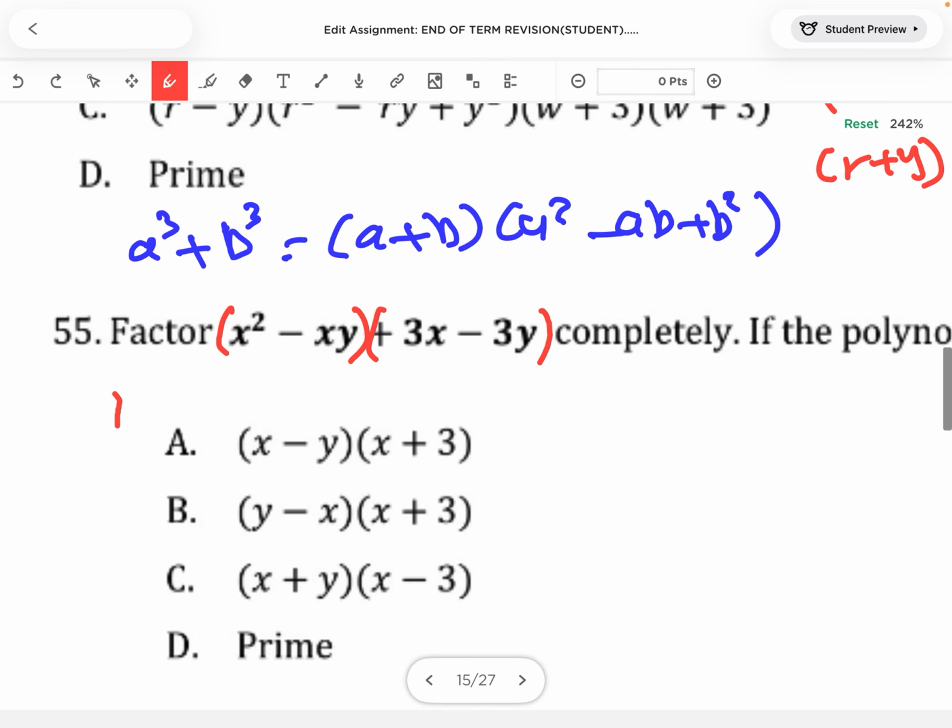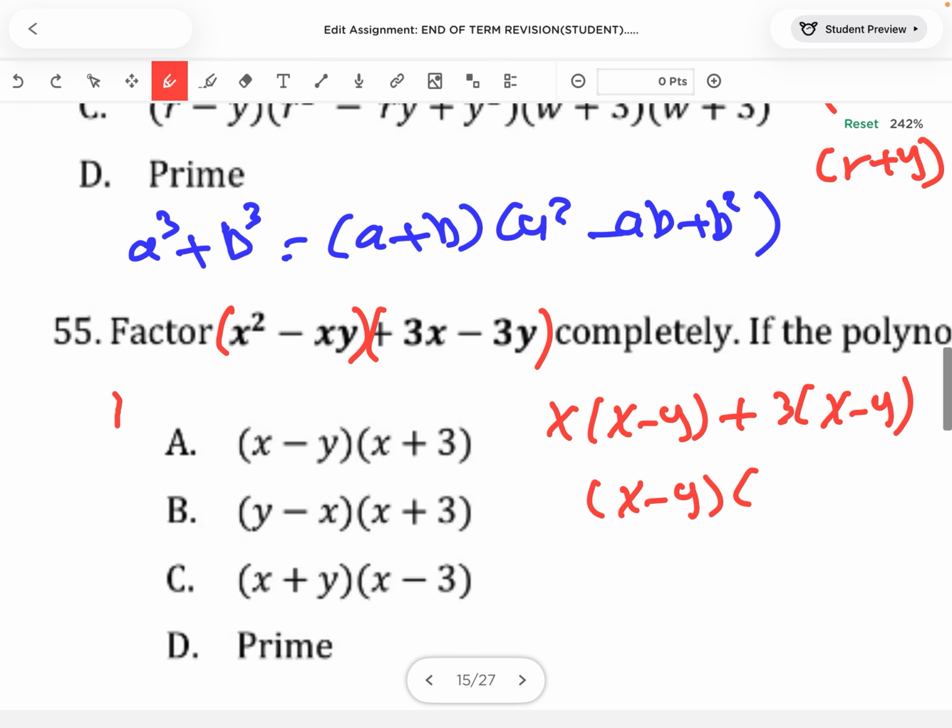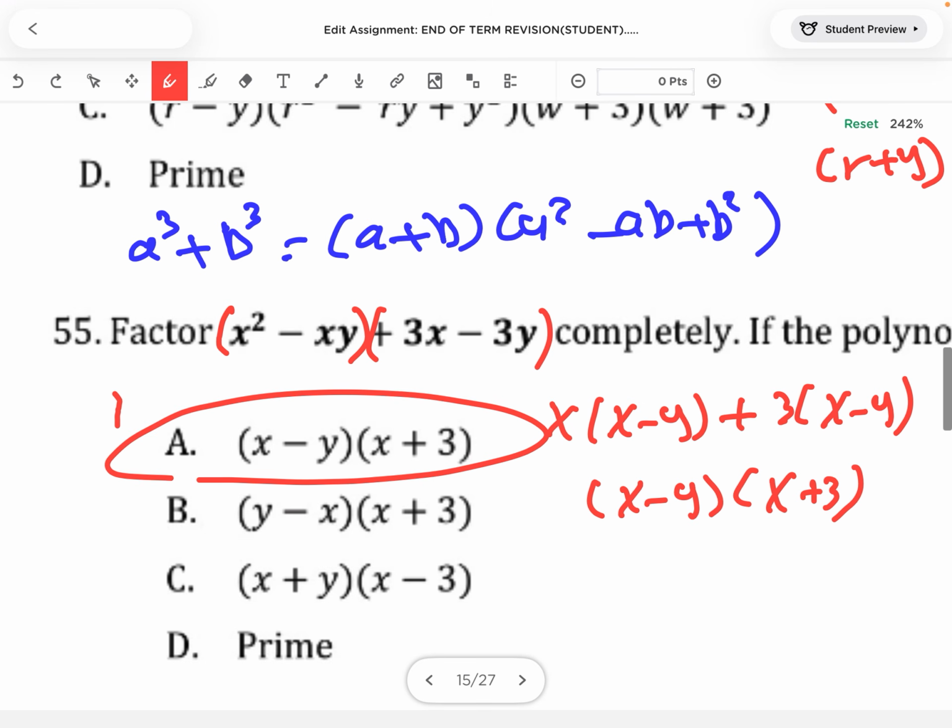These two together with these two together, x is a common. X minus y plus 3 times x minus y. X minus y is a common, and I have x plus 3. Sorry, I made a mistake. Be careful. Plus 3. The common is positive 3. This one. Okay. Next.